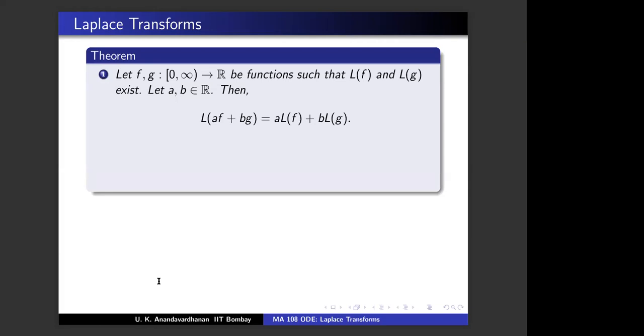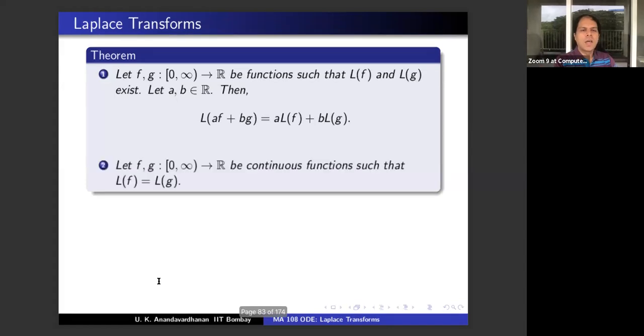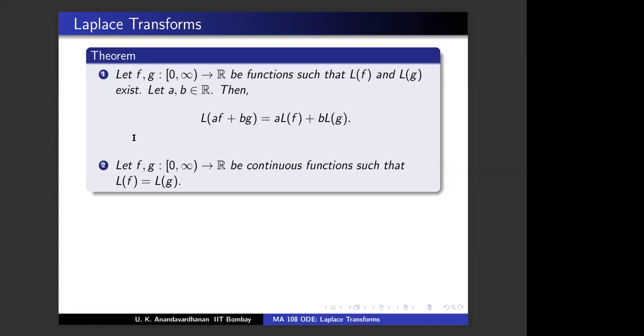Because the integral is a linear transformation, right? The integral of af plus bg is a times the integral of f plus b times the integral of g, and e power minus st is just multiplying. So this is obvious. Next theorem: if f and g are continuous functions, not piecewise continuous, but continuous functions, such that Lf equals Lg, what would you like to have? The way I'm stating, f equal to g.